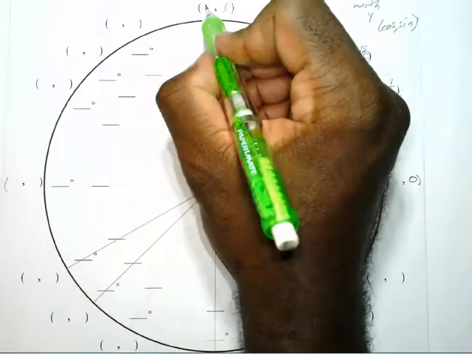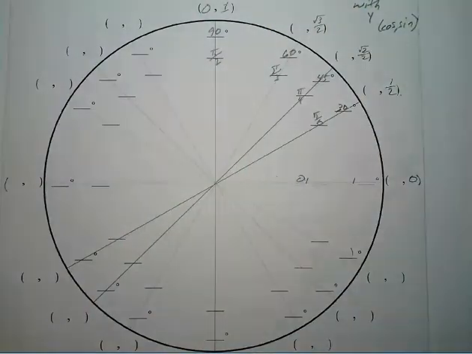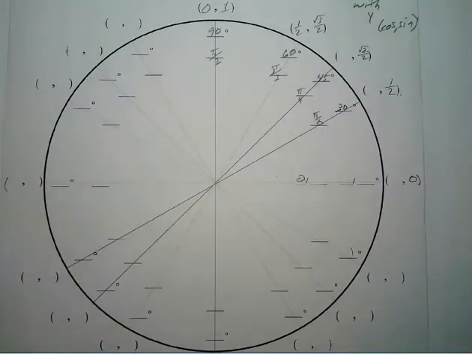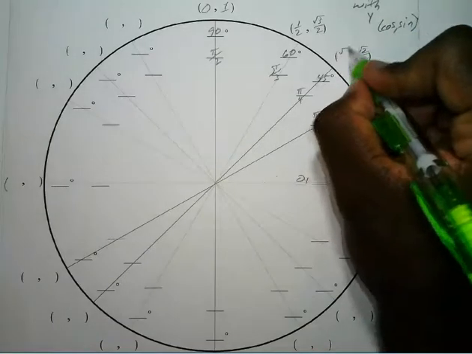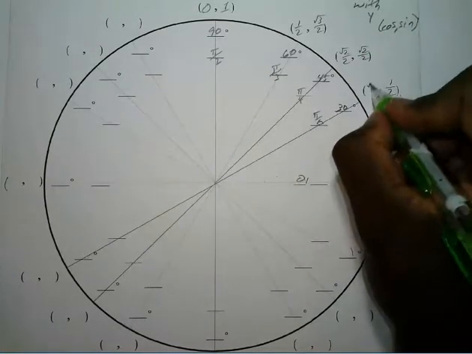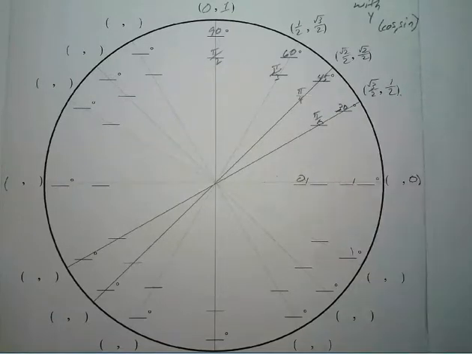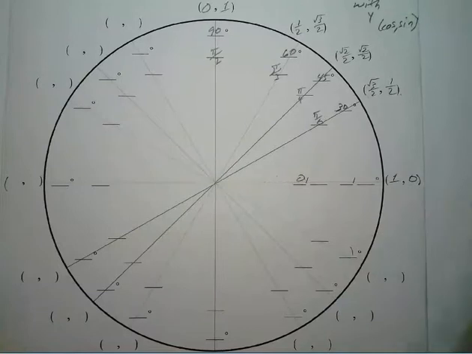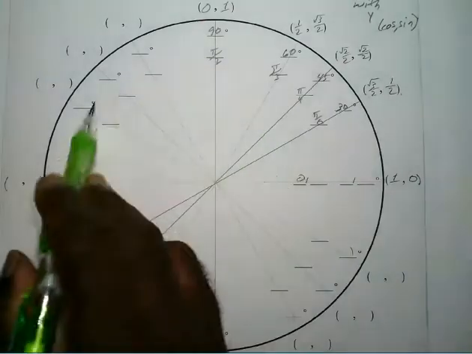Square root of 0 over 2 is 0. Square root of 1 over 2 is 1/2. Square root of 2 over 2 is just square root of 2 over 2. Square root of 3 over 2 is just square root of 3 over 2. Square root of 4 over 2 is just 2 over 2, or just 1. Alright. So now we're going to go ahead and move on to quadrant 2.